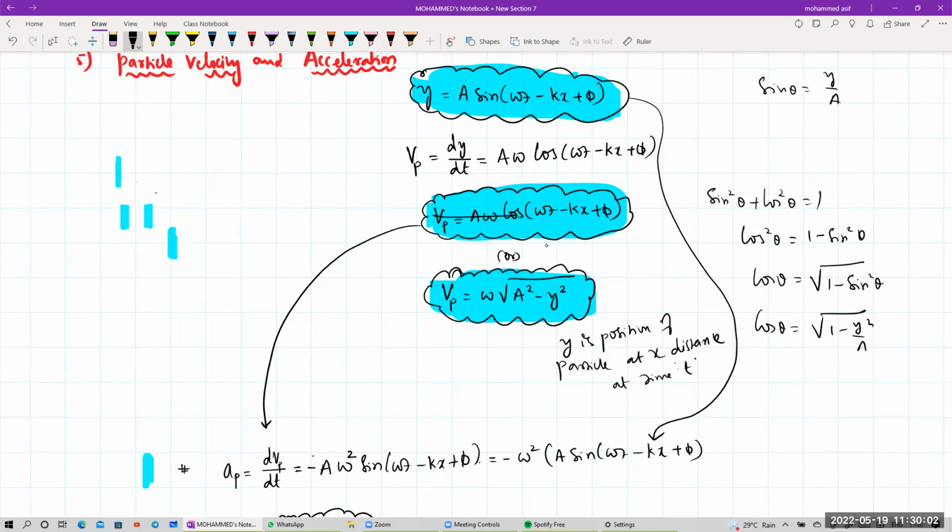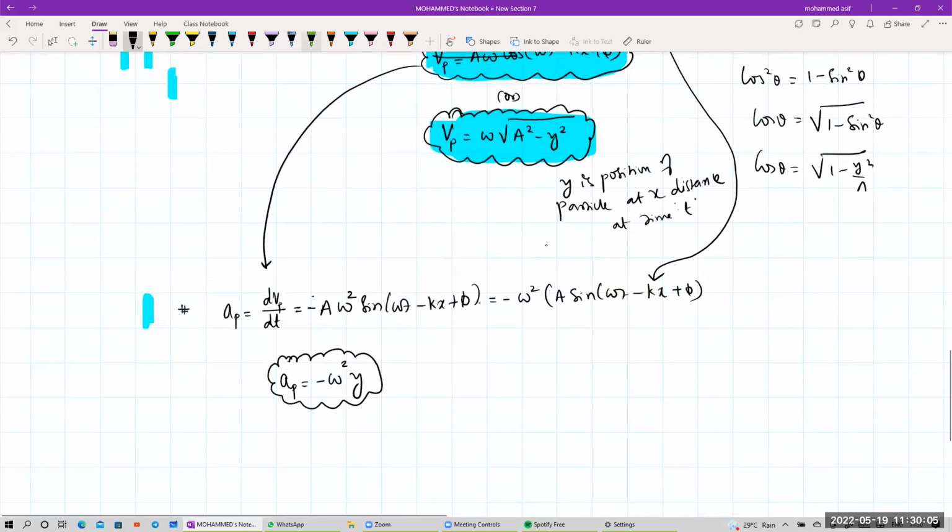Got it? So what acceleration did we get for the particle?